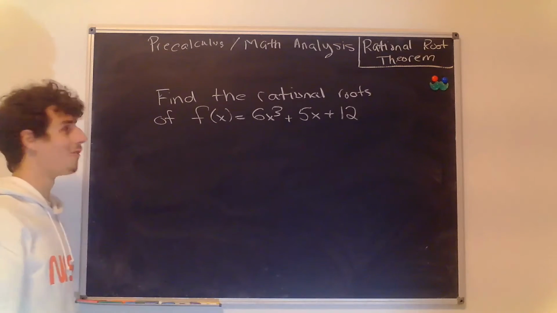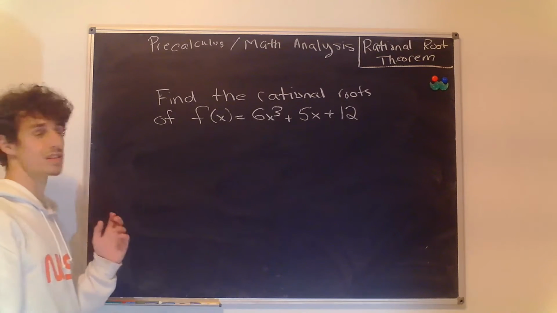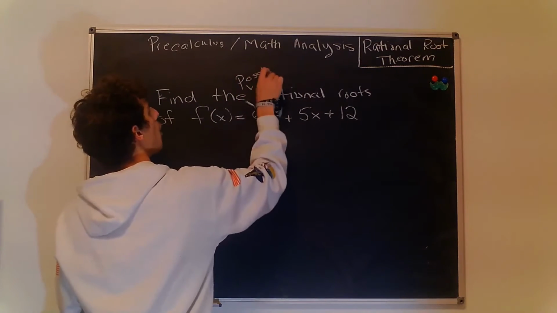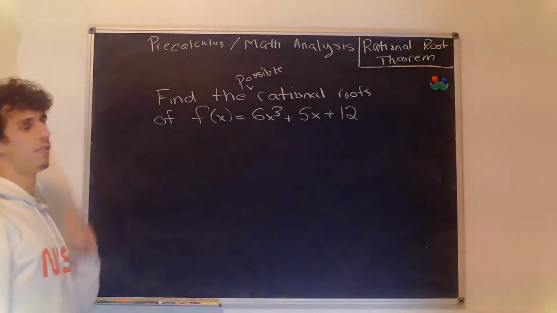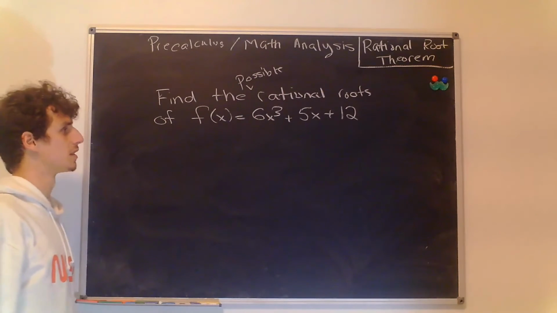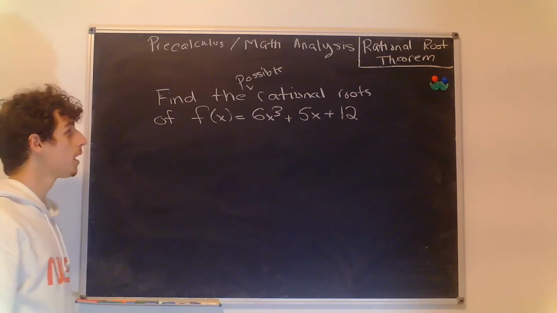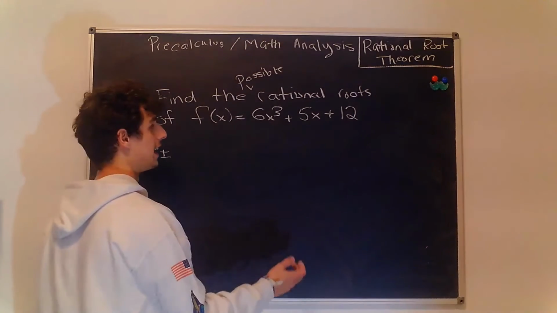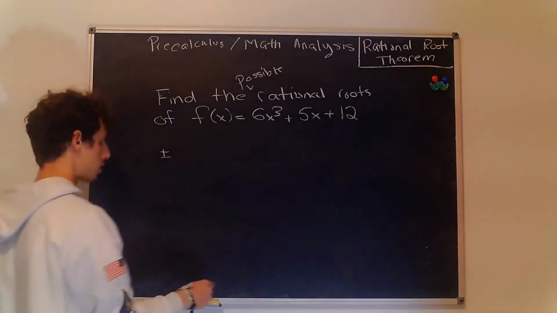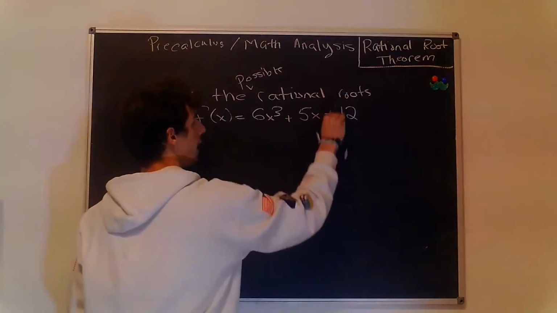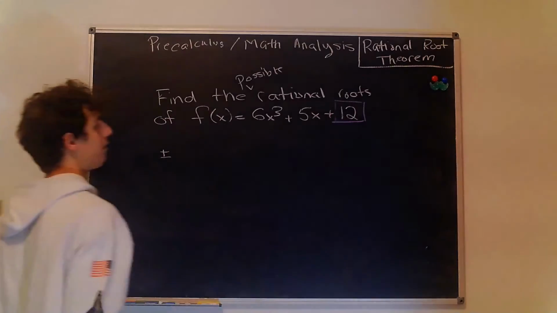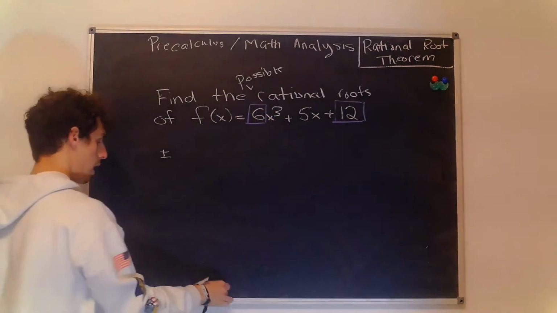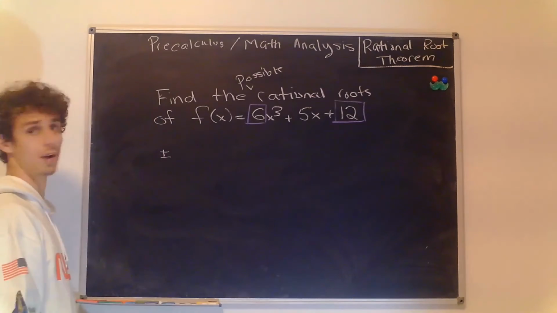Okay, so here we have another example that asks us to find the possible rational roots of f of x equals 6x cubed plus 5x plus 12. So what we want to do is use the rational root theorem again, and so that'll give us an inclination that we want to factor this term, which is our constant term, and put it on top, and factor this term, which is our leading coefficient of our highest degree of x, and put it on the bottom.